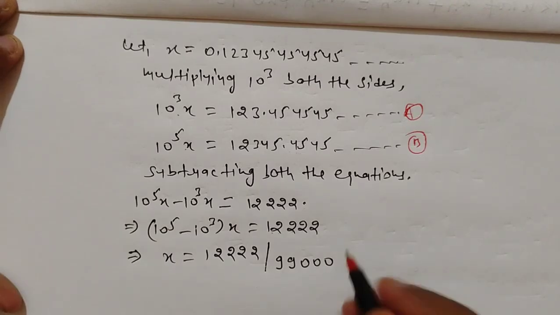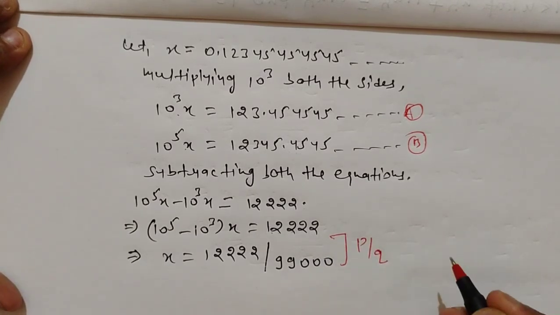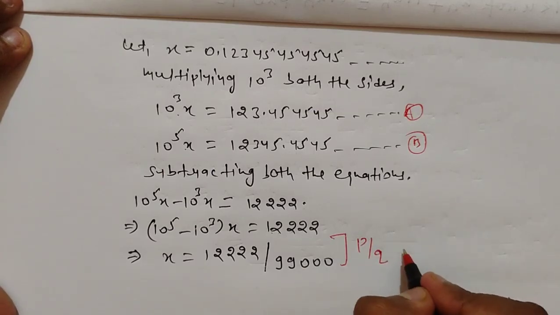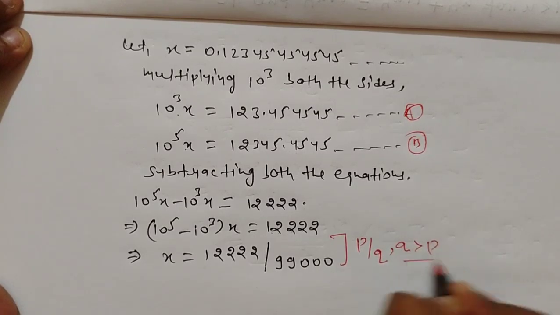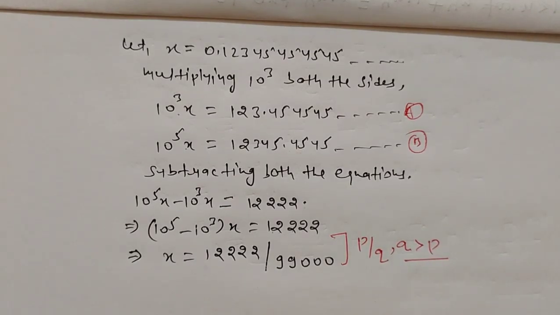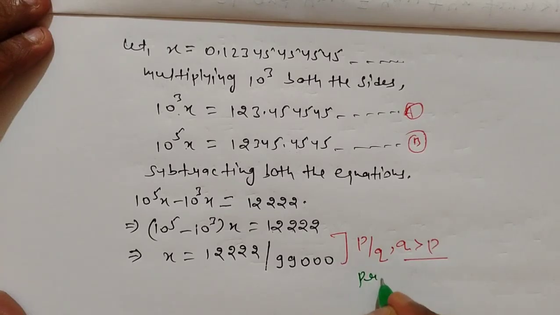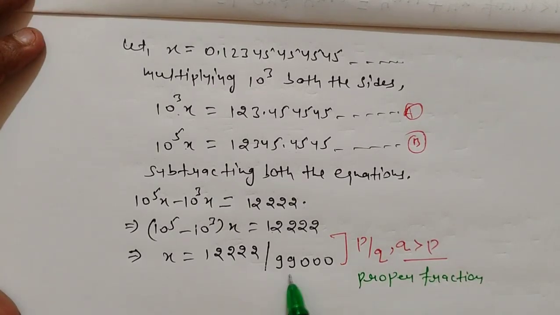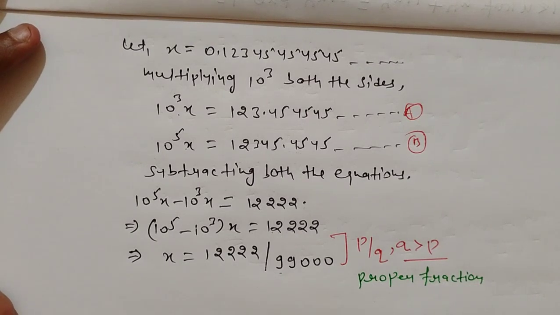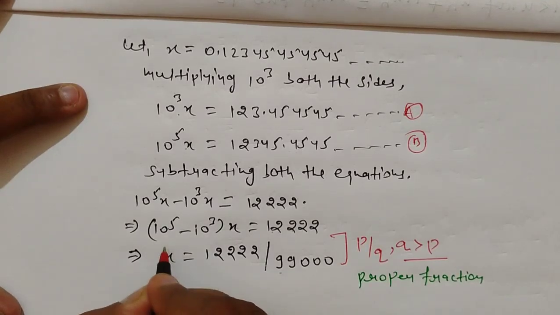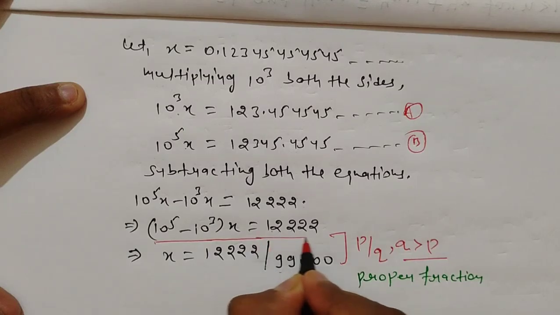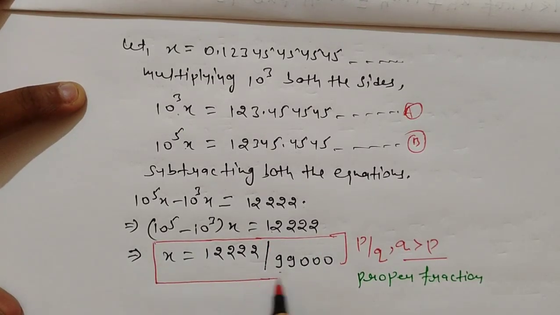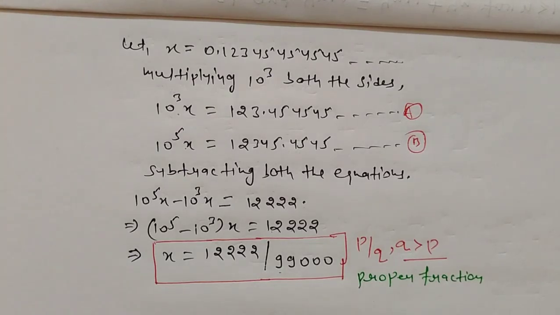Here you can see this is in the form of p by q, and also here q is greater than p, so this will be the proper fraction, because p is less than q, the denominator is large. So we can see that here x is equal to this form is the required solution.